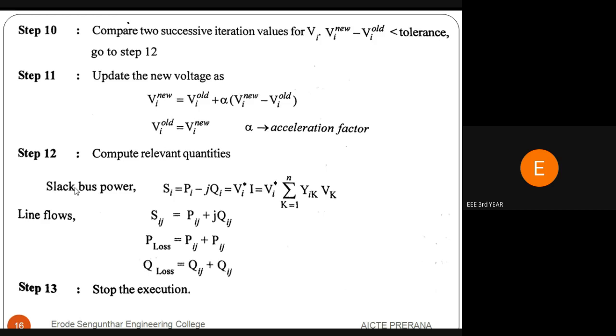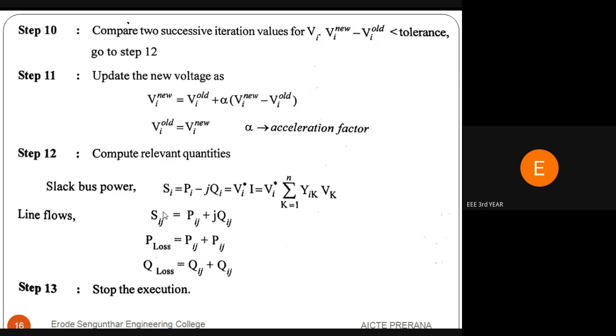Step 12, compute related quantities. That is, slack bus power SI equal to PI minus JQI, which is equal to VI conjugate into I. That I can be replaced by VI conjugate summation of k equal to 1 to n Yik into Vk. For line flow, Sij is equal to Pij plus jQij.